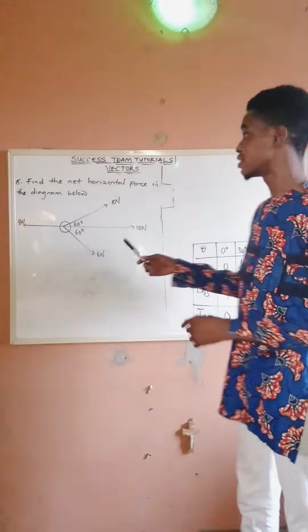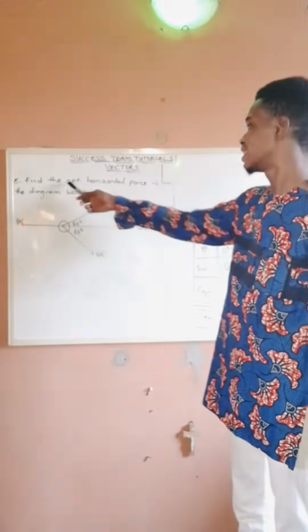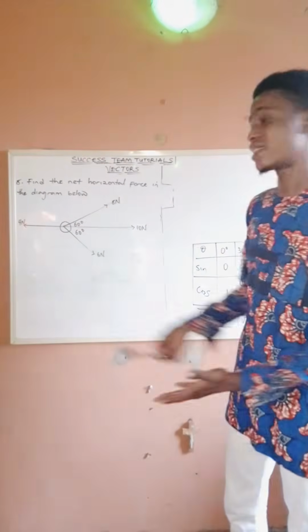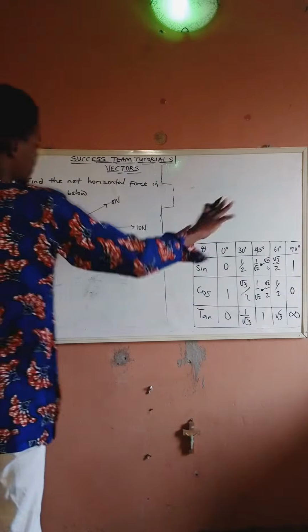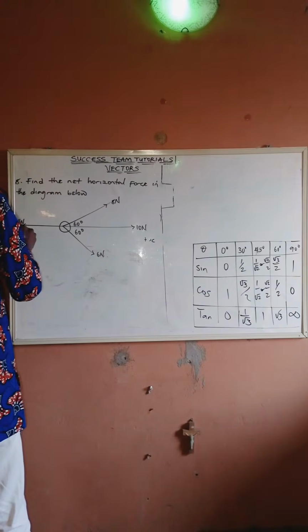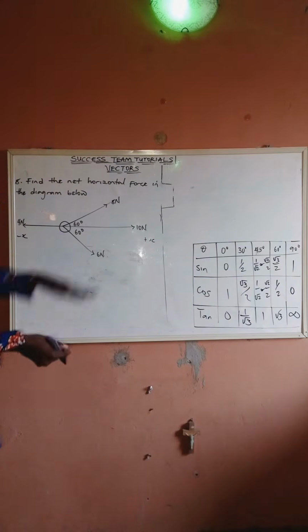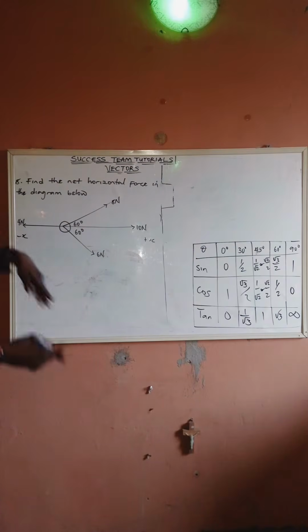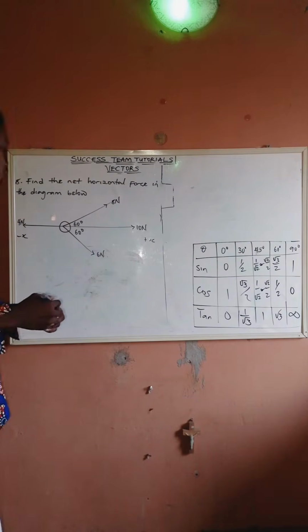So question 8. We should find the net horizontal force in the diagram below. Horizontal force, that's along the x-axis. I told you that on the x-axis, everything on this side is positive. This is plus x, right? And this is minus x. Anything on this side is plus, everything on this side is minus. So the net horizontal force.